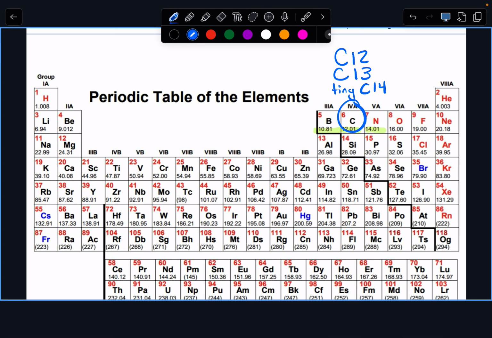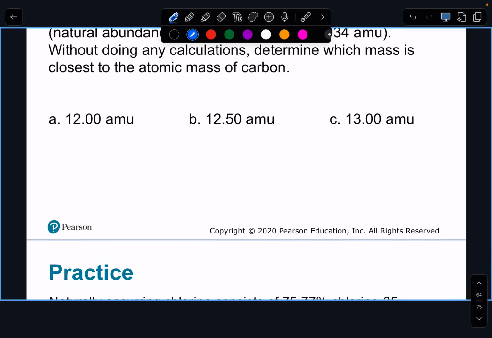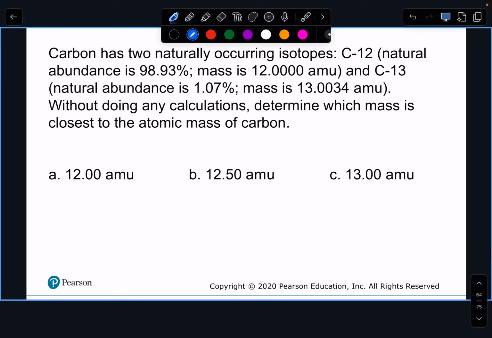And I'm going to scroll down, so don't get lost as I scroll. Okay, so if you want to come to this slide, it's after those practice problems. I went up to the periodic table, and now I'm coming back down. So in carbon, 98.93% of the carbon is carbon-12, the isotope that has 6 protons and 6 neutrons. And then 1.07% is carbon-13, so 6 protons, 7 neutrons.